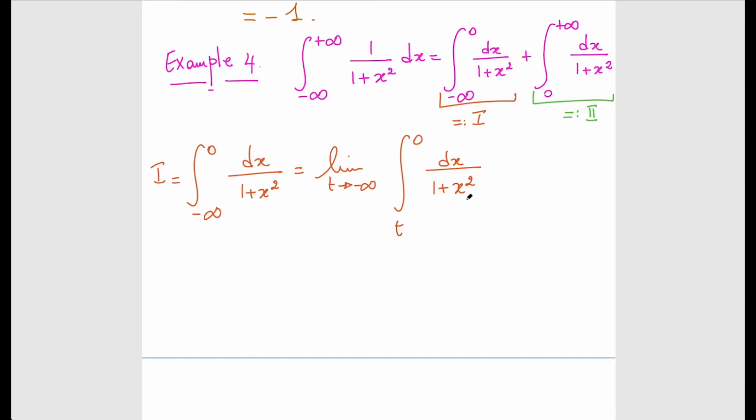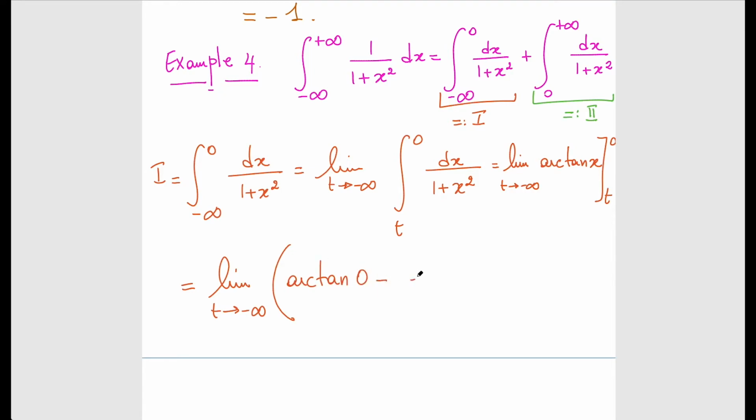Correct? And what's the primitive of 1 over 1 plus x squared dx? And this has to do with arctan, right? So limit as t goes to -infinity of arctan of x, and this is between t and 0. Okay? And that's equal to the limit as t goes to -infinity of arctan evaluated at 0 minus arctan evaluated at t.